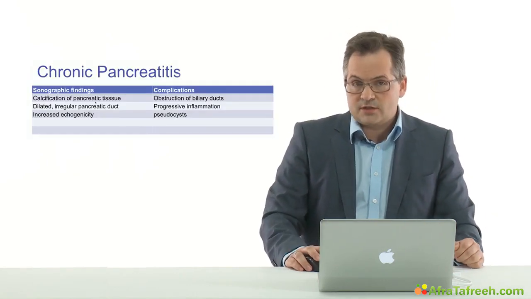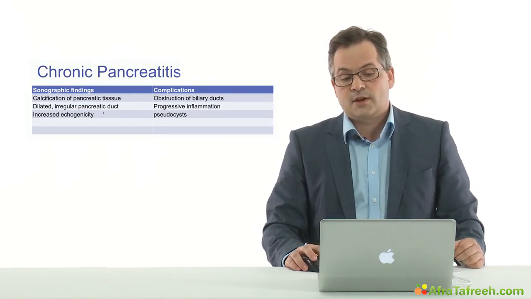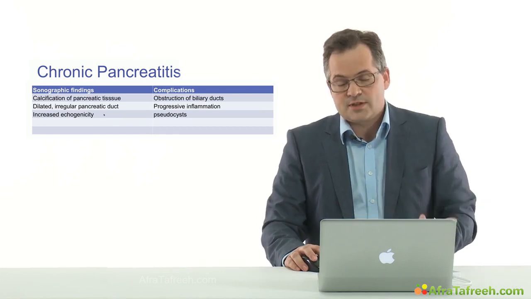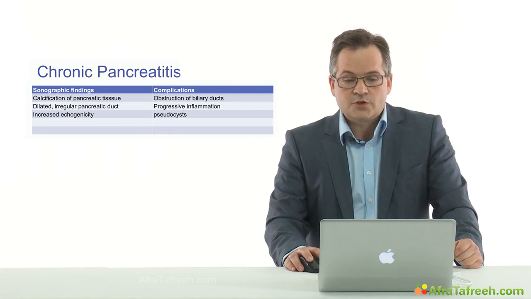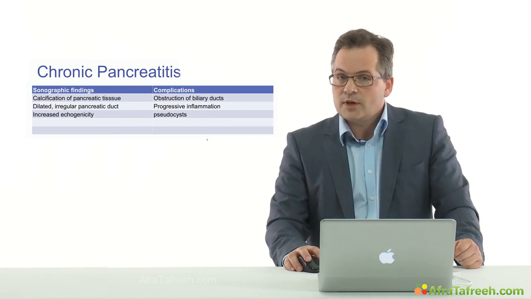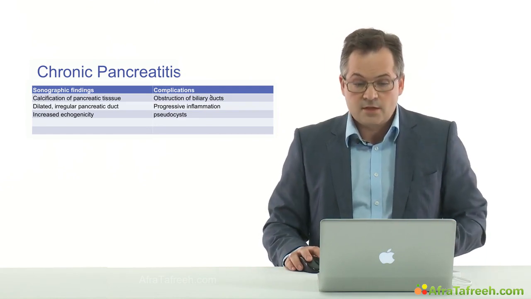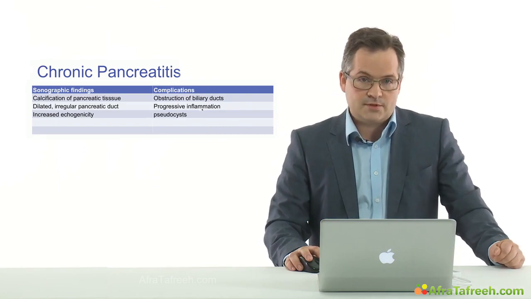The next topic is the chronic pancreatitis, and there we can use ultrasound as well. We see calcification in the pancreatic tissue, a dilated and irregular pancreatic duct, and in most cases, an increased echogenicity of the parenchyma. Also, the complications can be seen by ultrasound examinations: the obstruction of biliary ducts, and the progression of inflammation and the development of pseudocysts.